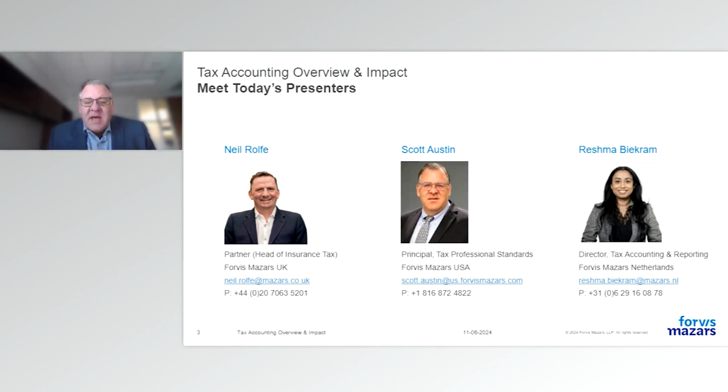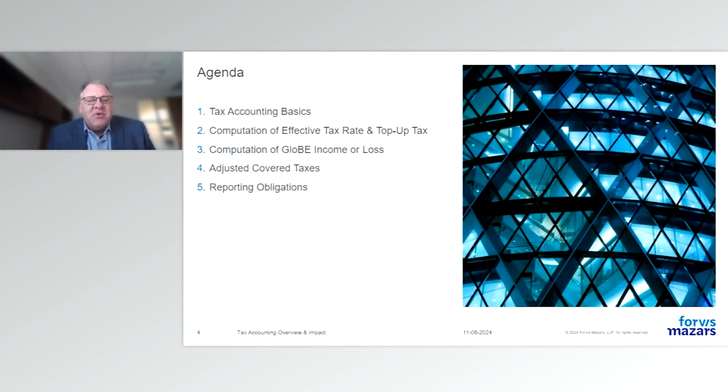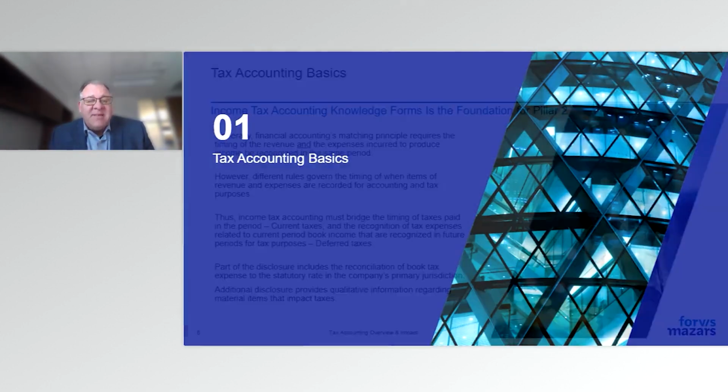So with that, we'll move on. Neil's pretty much talked about the agenda, but specifically, we'll go over some tax accounting basics and then look at some of the items involved and included in computing the Pillar 2 Globe type rules here, specifically focusing on effective tax rate and the top-up tax, the computation of income or loss, adjusted covered taxes, and then I'll come back and close a little bit more with some reporting obligations along the way. So with that, we'll go ahead and jump right in. So we'll be starting with tax accounting basics.